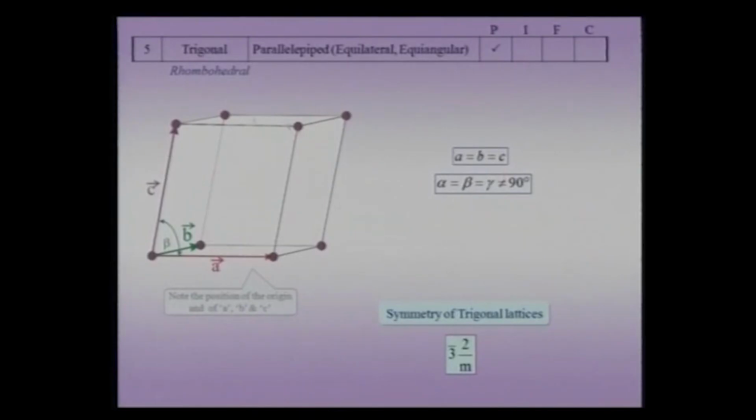This is, for instance, a typical unit cell shown on the left hand side, where you have the A, B and C vectors whose modulus are identical. The symmetry of all trigonal lattices is 3 bar 2 by m, and the important thing to note in these lattices is the position of the 3. It is located in the first position.